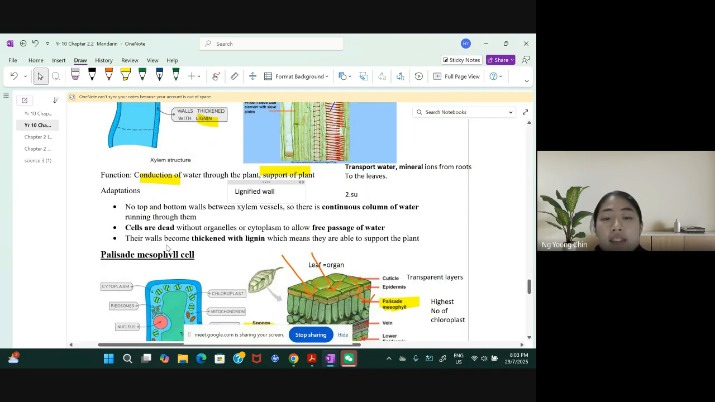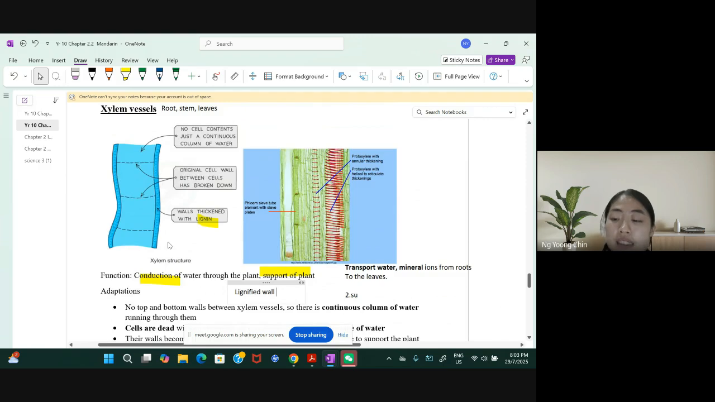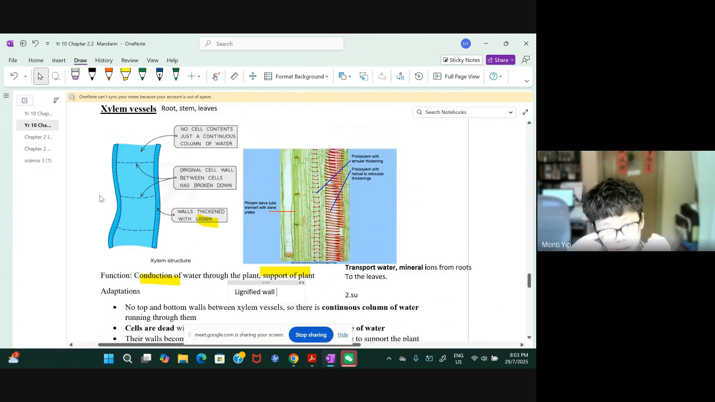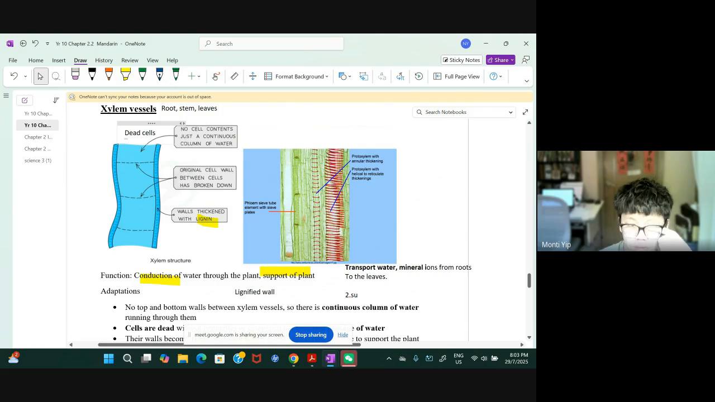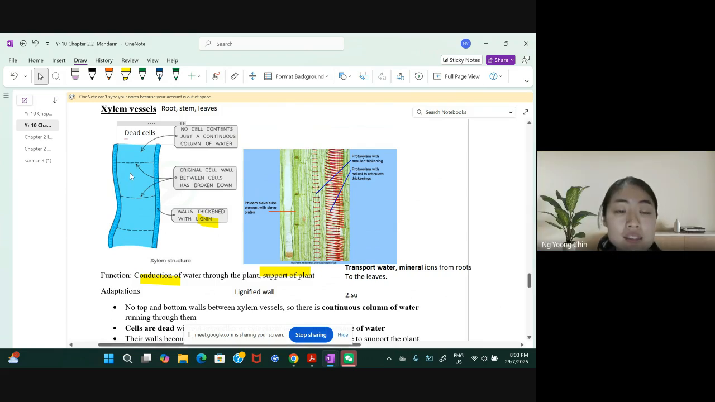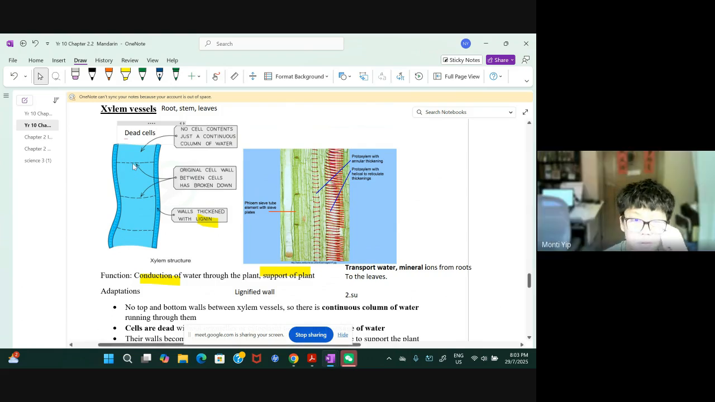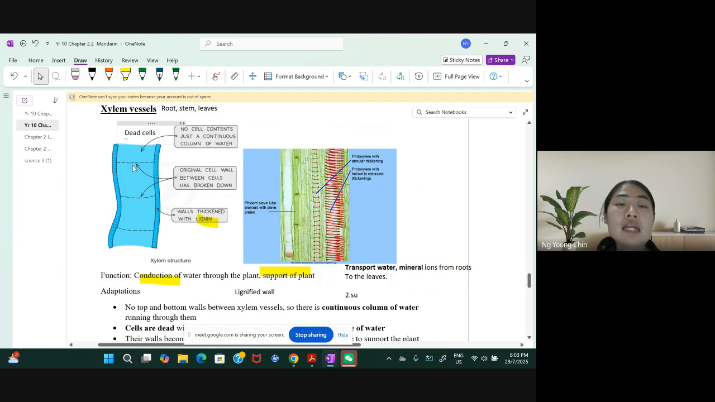So inside the xylem, do you think it is a dead cell or a living cell? It's a dead cell. Why is that? It's because inside there is no cytoplasm already. They just have a very empty space, and then water will pass through it. So this is xylem.